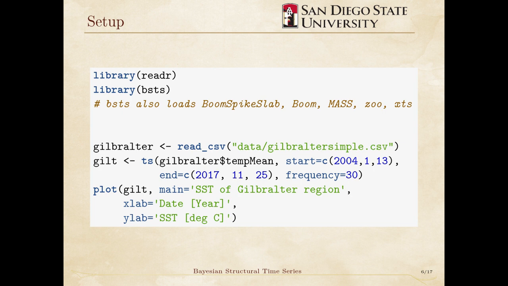Before we start fitting models, we need to do a little setting up. First, we load readr to read in the data, and of course, include the BSTS package. We read in the data, then convert it into a time series object. We set frequency to 30 because there are approximately 30 12-day periods in a year. The plot function produces the chart that we have seen in slide 5.